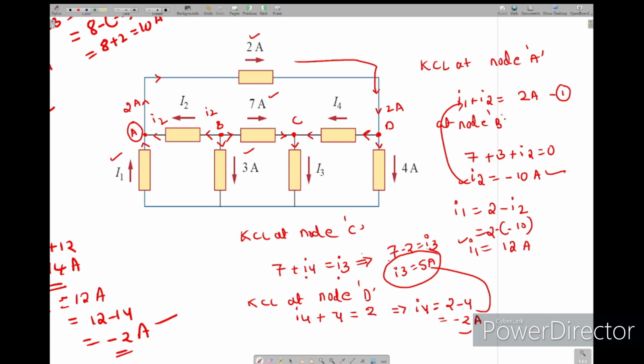So all we got: this is I1 we got, I2 we got, I3 we got, and finally this is I4. Like this we can use KCL at every particular node to find the currents at that node.